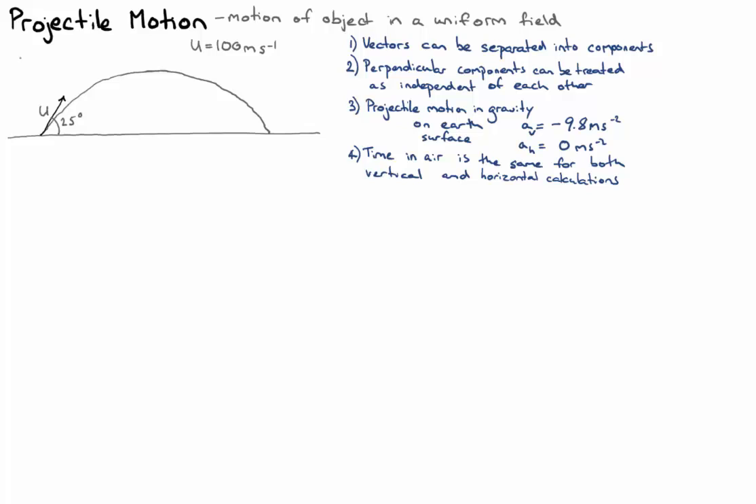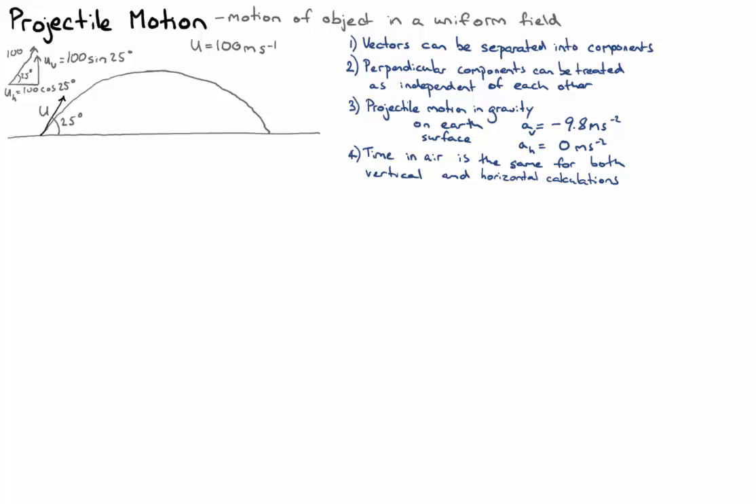Now I can use my special tricks of finding the components of vectors. That is 100, and that's 25 degrees, so I can work out the size of the vertical and horizontal components of that motion. So I can say the vertical component uv here is 100 sine of 25, and the horizontal component uh is 100 cos of 25 degrees, and I'll write them down below.